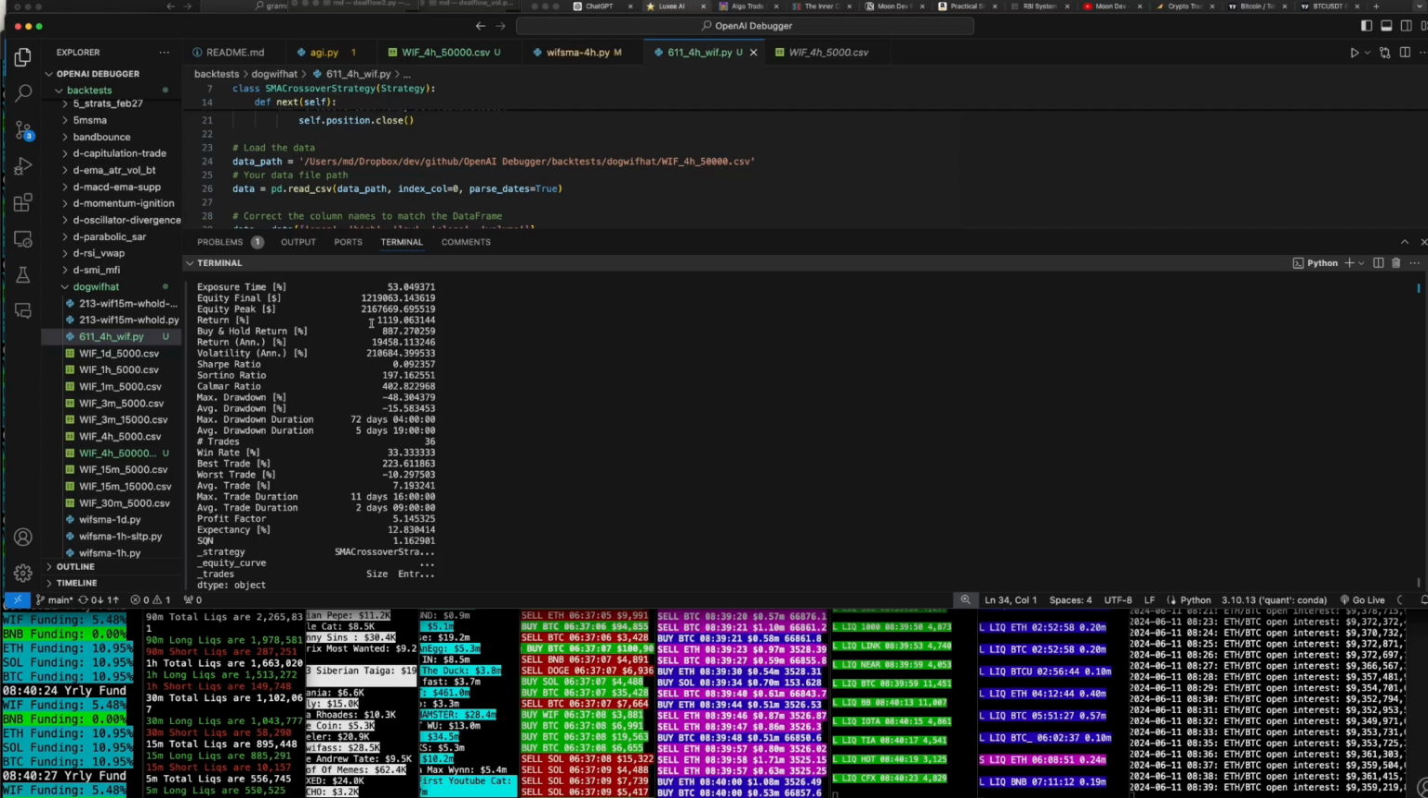Buy and hold is 887. Return percentage is 1119. So it beats buy and hold.